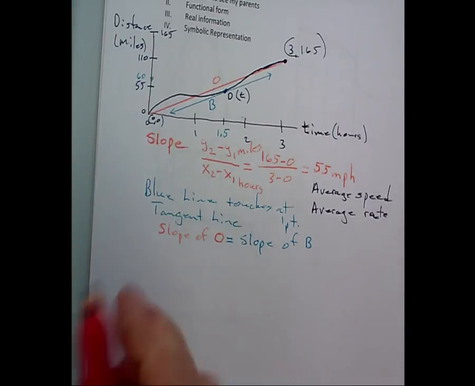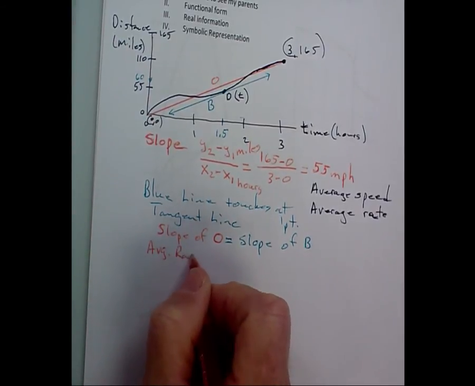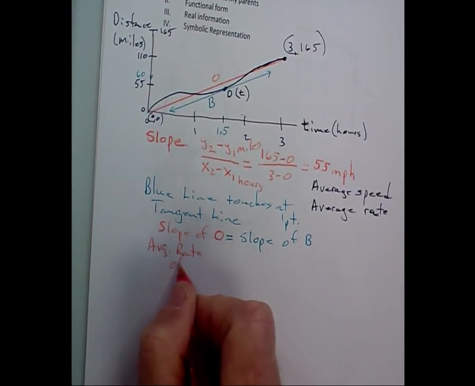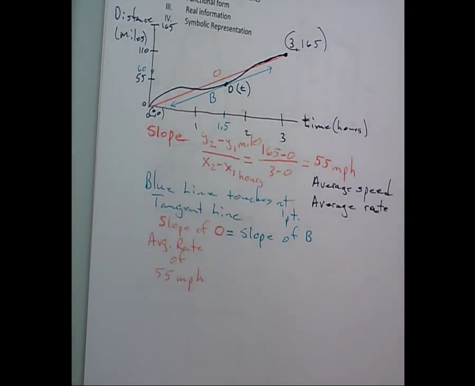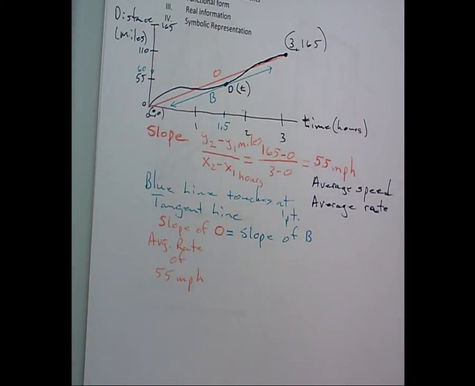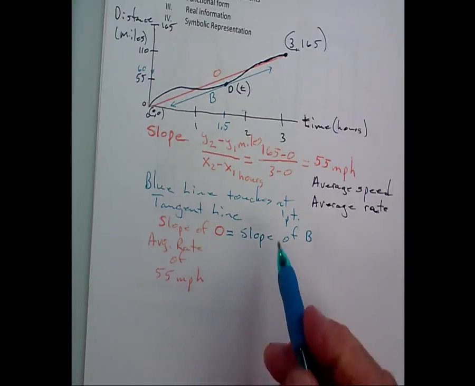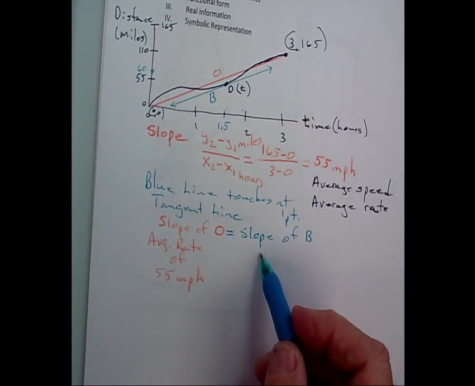So the orange line has an average rate of 55 miles per hour, right? Because Ethan figured out the slope, correct? And then we said that's an average speed or an average rate. So we have an average rate of 55 miles per hour. Is this an average rate of 55 miles per hour? Yes.